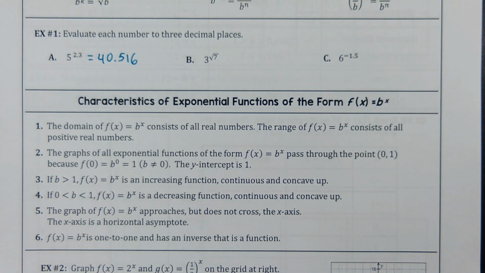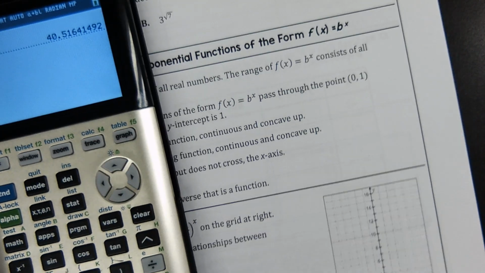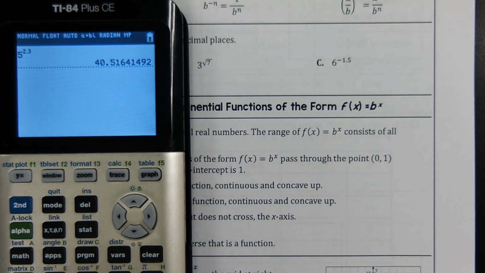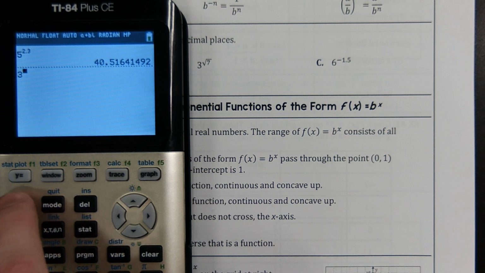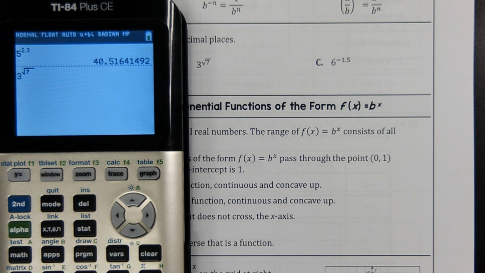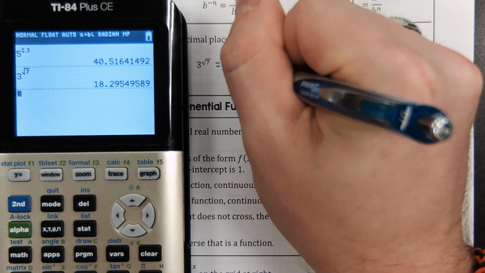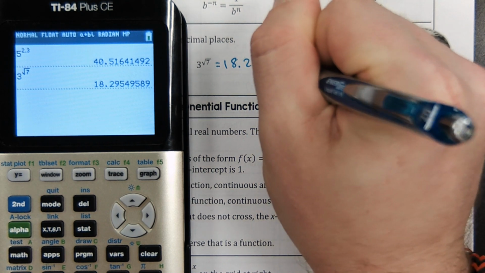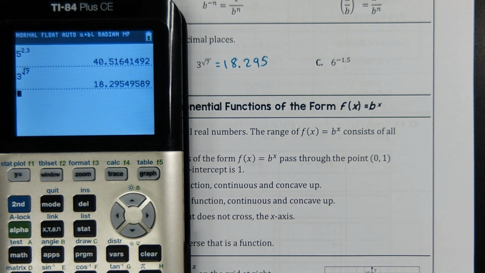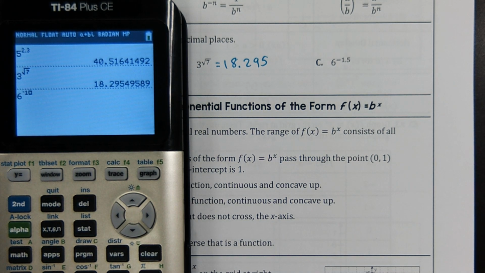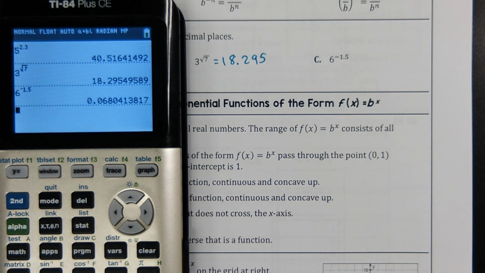3 raised to the square root of 7. Oh my golly, I don't even know what the square root of 7 is. How would I possibly know what 3 raised to the square root of 7 is? 18.295. And 6 raised to the negative 1.5. Really small number. To 3 decimals, 0.068.